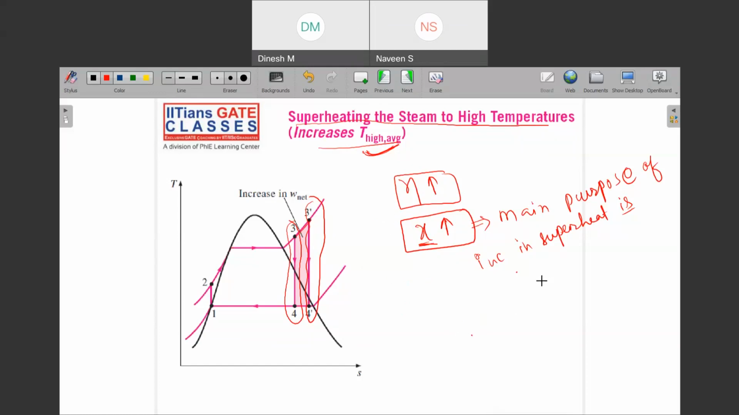And what next is, can you compare the efficiencies? Yes, we can.